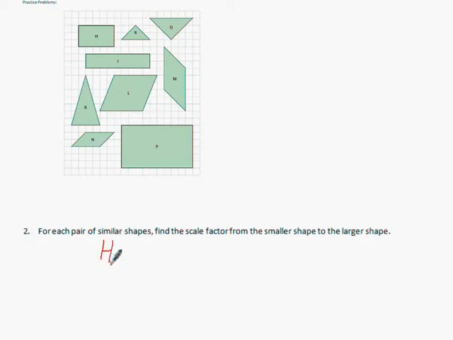Well, the first one was H and P. So the scale factor, start with 3, we end with 6, so it's times 2. We can double check that on the width. We have 1, 2, 3, 4, 5. Turns into 1, 2, 3, 4, 5, 6, 7, 8, 9, 10. So 5 times 2 is 10. Scale factor is 2. Those two shapes are similar.